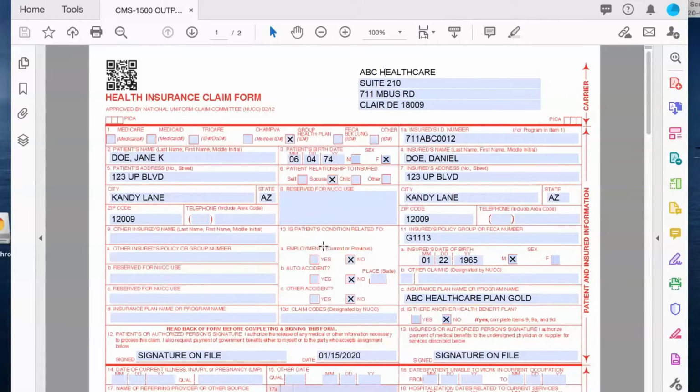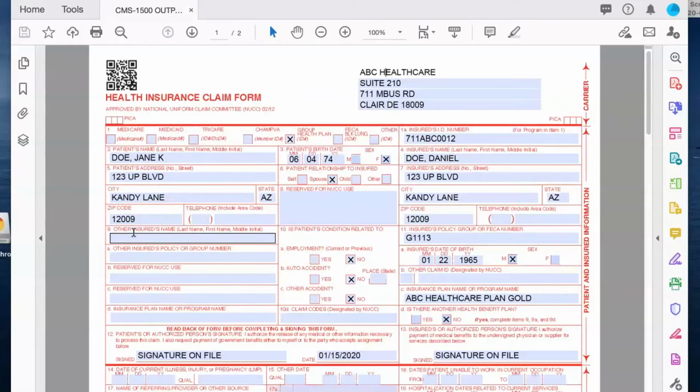Box 10 asks for the patient's condition. Are they employed? Is this claim due to an auto or other kind of accident? If it applies, you will click Yes. 10B, state of the accident. If there's a third party, such as workers' comp, that needs to be billed, this information would be important to include.